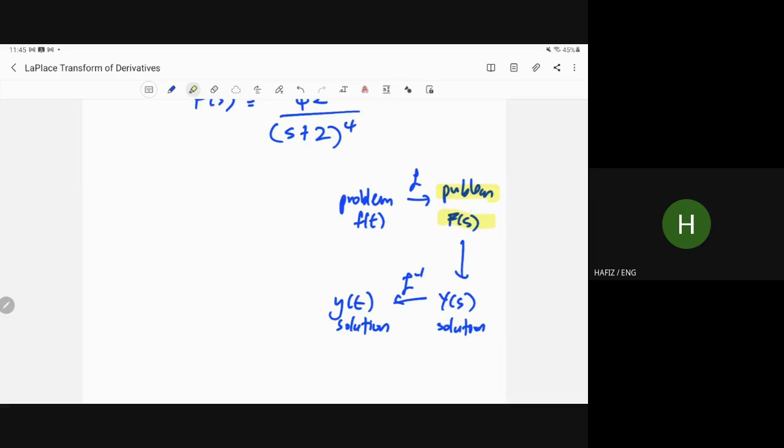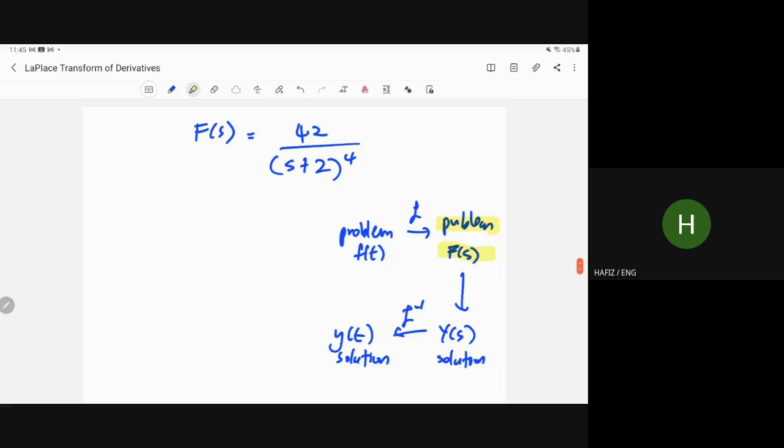Okay, next we will solve it. And to solve it means we will do inverse Laplace actually. We will solve it by doing the inverse Laplace transform to get the solution. So if you look at this problem, F(s), if you remember the table for Laplace transform, it looks like t to the power of n, where this is the general answer.